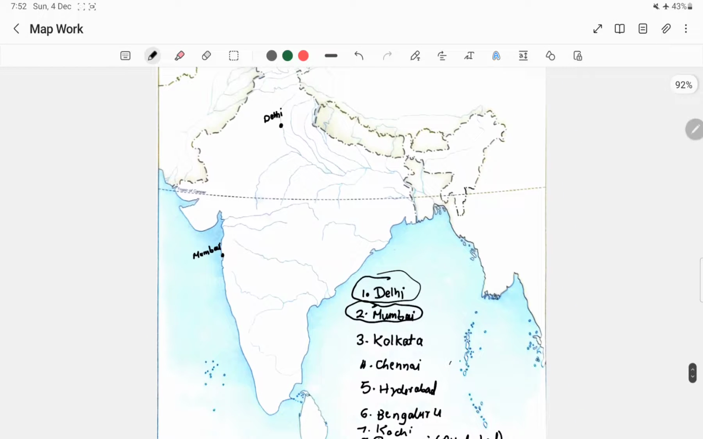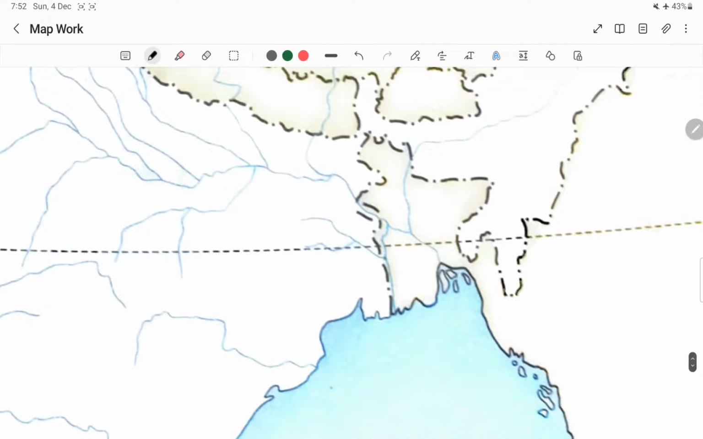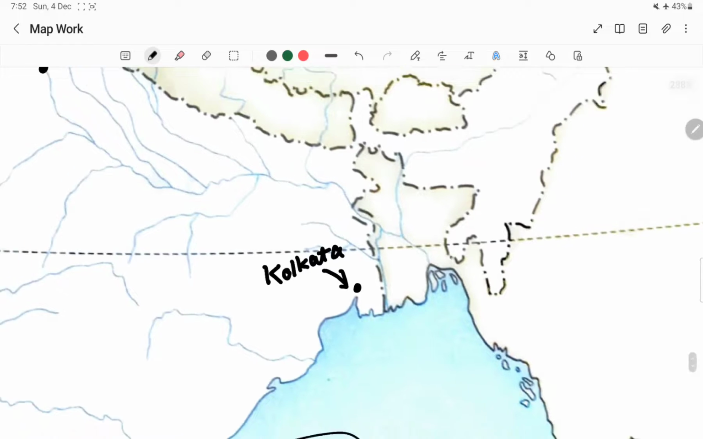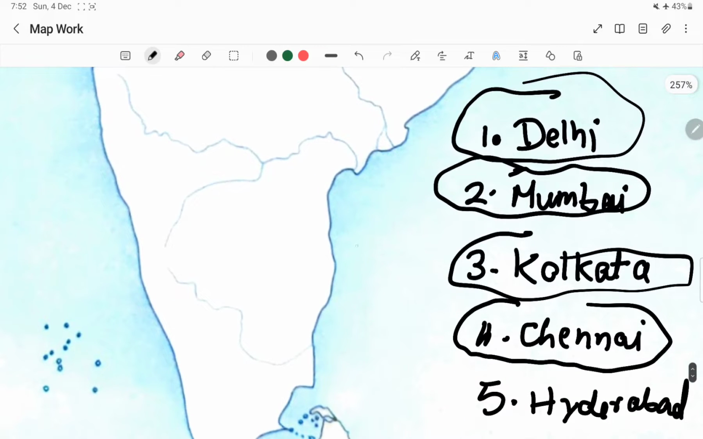After this comes Kolkata. So it will be just above the Sundarbans. Over here, as you can see, there is one kink. You can use this kink to remember the position. So this will be Kolkata. Next is Chennai. So as you can see a curve over here, and the midpoint of this curve will lie over here somewhat. So this will be your trick for remembering Chennai.